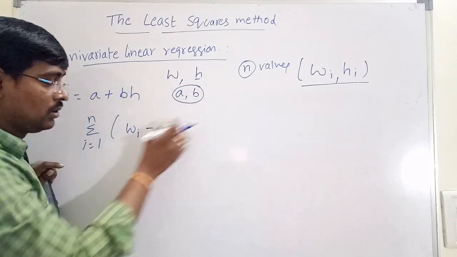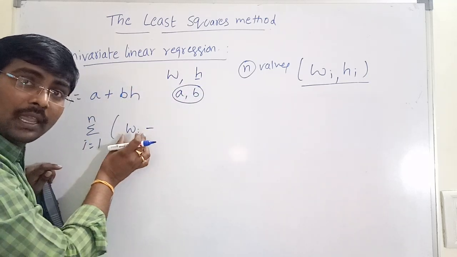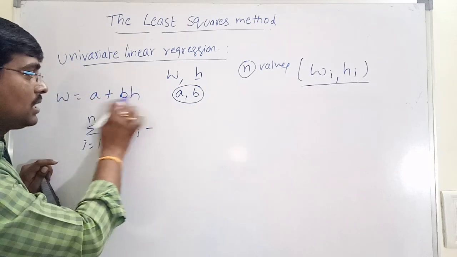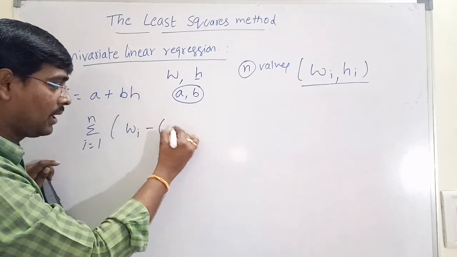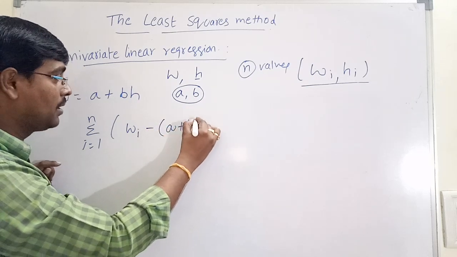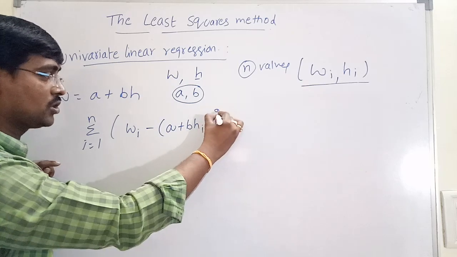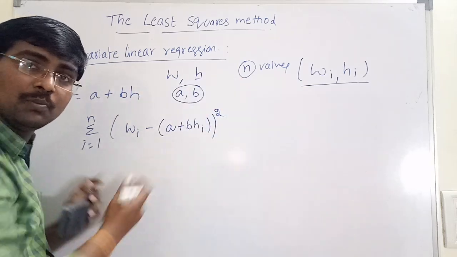What are the original values of W? The original values are Wi. Suppose this is the calculated equation, so this is the estimated value: A plus B Hi. I am taking the difference, squaring it, and this value is to be minimized.